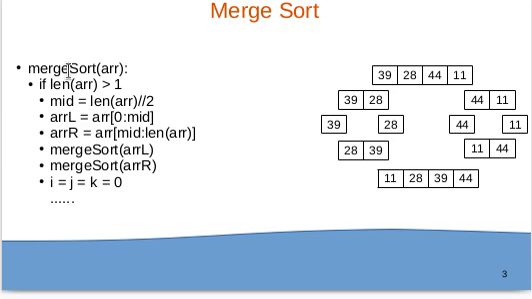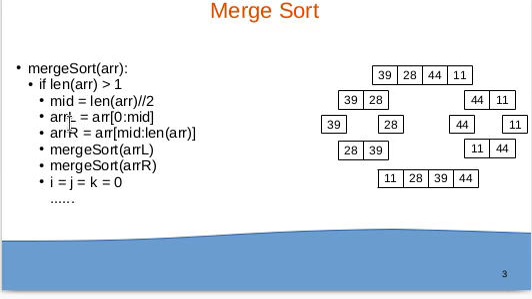Now merge sort is a recursive function, so we are calling this function merge sort with this array. So if array length is greater than 1, we have to find the middle of the array. So the length of the array divided by 2, and we are taking the floor value of this division. So the length of this array is 4 and divided by 2 is 2, so this is our mid.